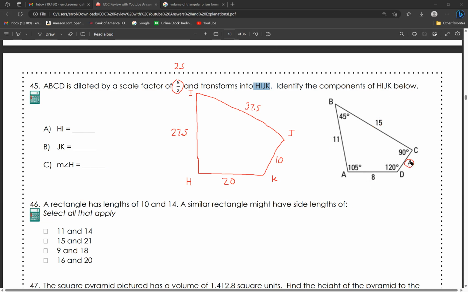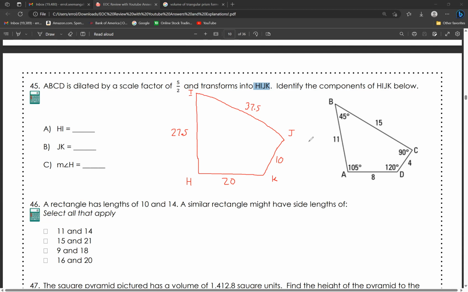Okay. 8 times... I need to check the 15 and the 11 because I'm not sure if I did that right off the top of my head. Let me see. 15 times 2.5 is what? 37.5. Yeah, that one's right. And then do the same thing for the 11. 11 times 2.5, 27.5. Yeah, okay, we're good.